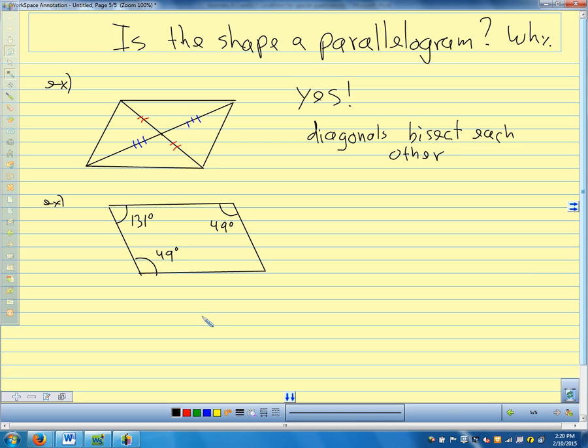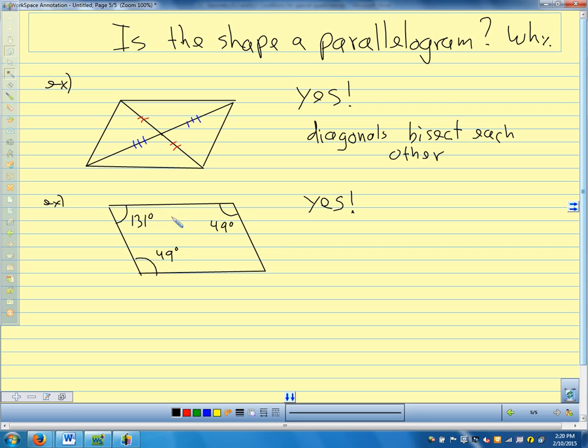All right, is this shape a parallelogram? I hear a couple of yeses. Yes. And what would be our reason? Now, is it enough to have one set of opposite angles congruent for it to be a parallelogram? No, we have to know both sets. Each pair is supplementary.